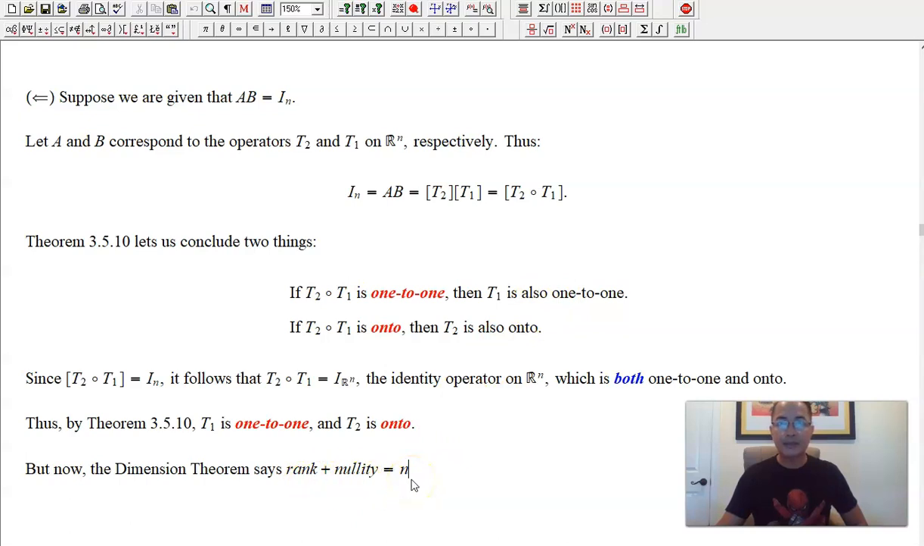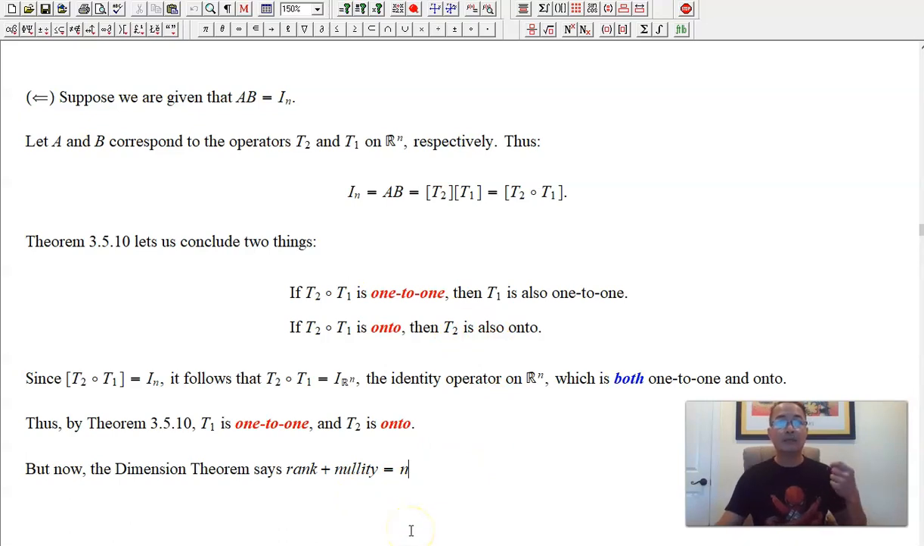Okay, so that means that aside from being one-to-one, T1 is also onto. Now how about T2? Well, it's the same idea. If T2 is onto, then its rank has to be n. So therefore its nullity has to be 0. So therefore T2 is also one-to-one.